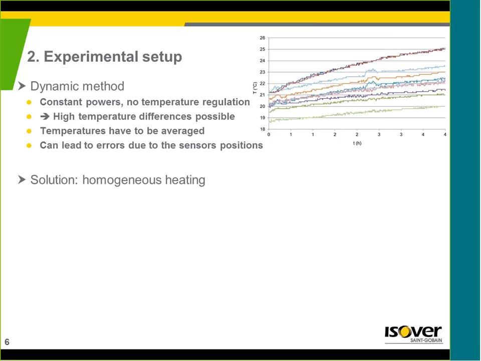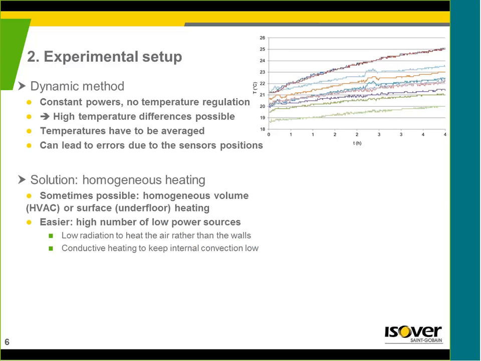So what you want to do is manage to have some kind of homogeneous heating. For example, the heating system that is used during a co-heating test will not be adapted for a cube test. So you'll have a specific heating system. Sometimes it's possible to use, for example, a homogeneous volume heating or surface heating, for example, by using the HVAC system of a house, if you can accurately measure the power.